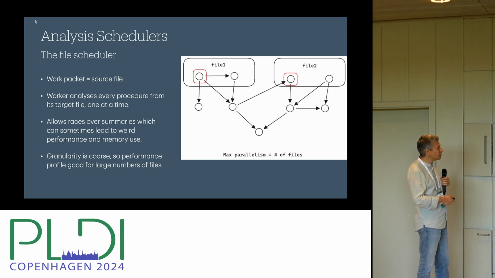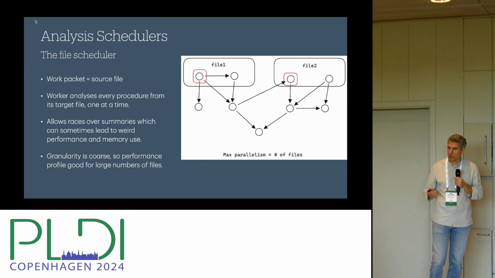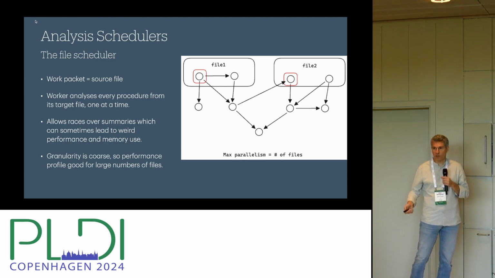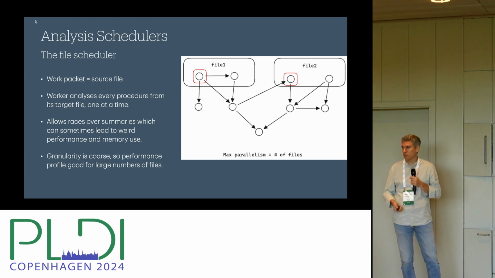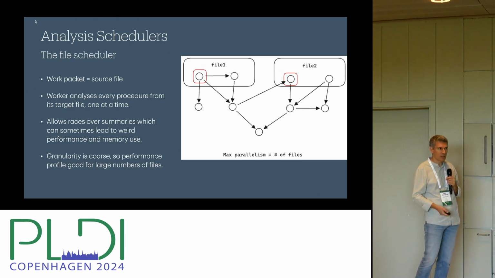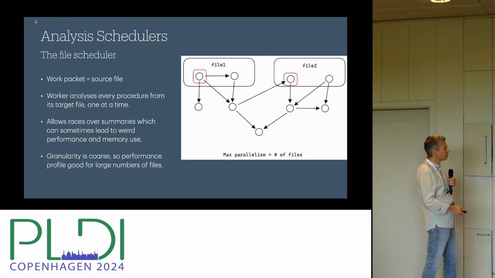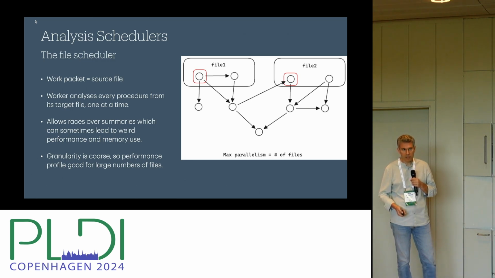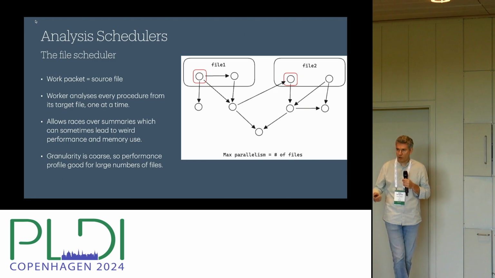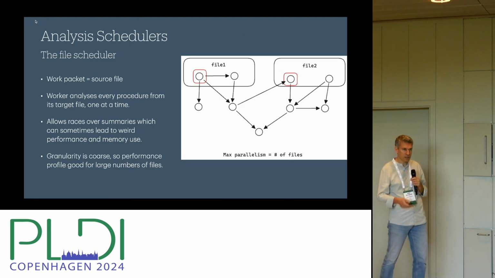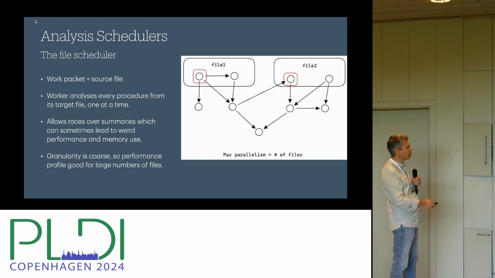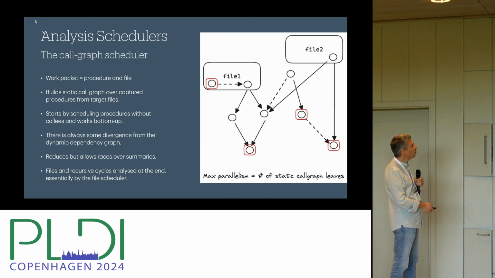The other disadvantage, for some use cases, is that the granularity is coarse. Your work packets are the files that you want to analyze. So if you have very few files to analyze, that's your maximum parallelism; you can't go any faster than that. If it's in a CI, a continuous integration system, where your commits have 1 or 2 modified files and you start from those files, then you're not going to gain a lot of performance like that.